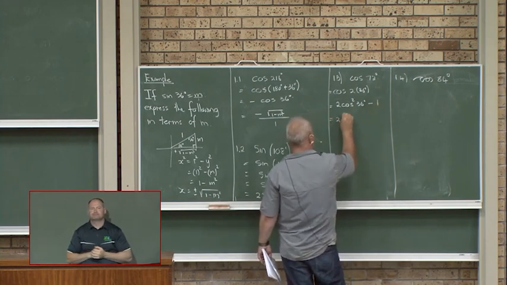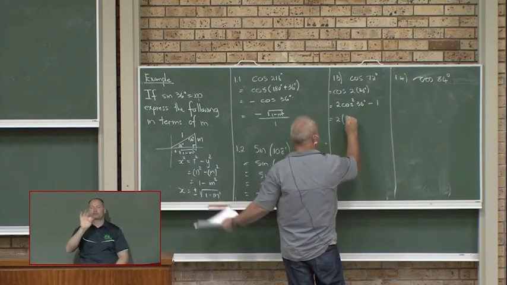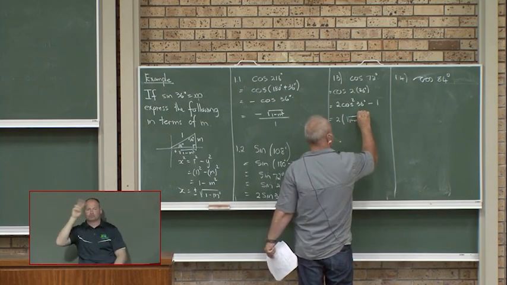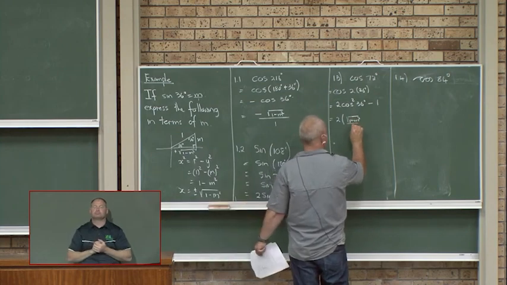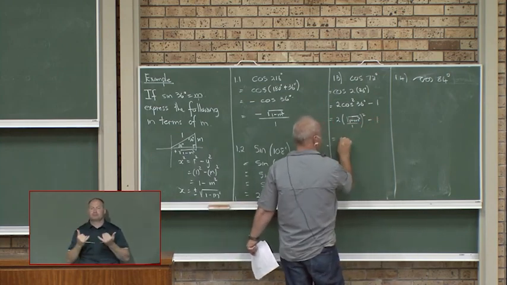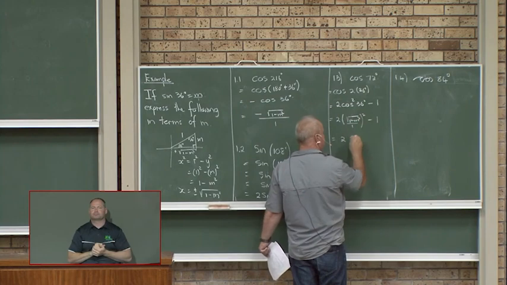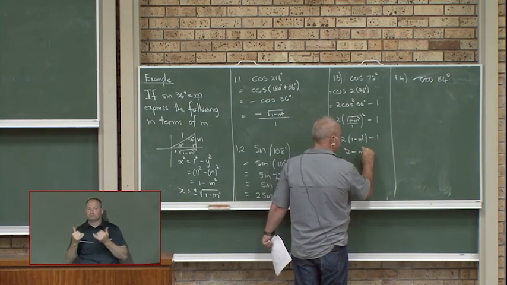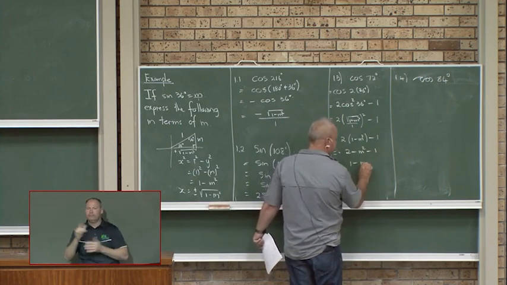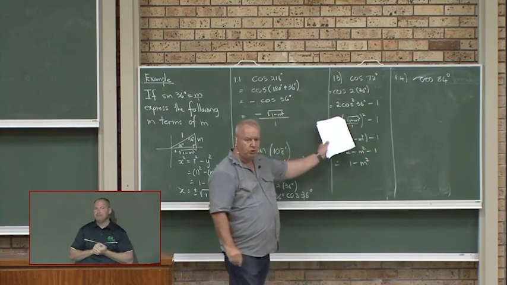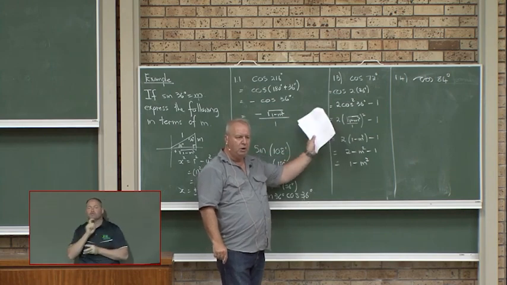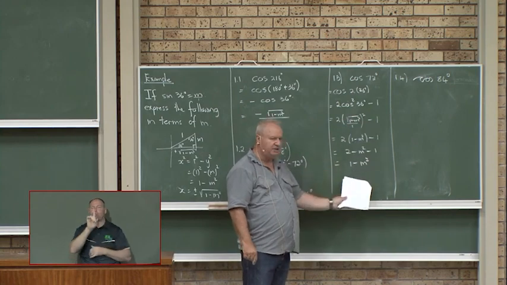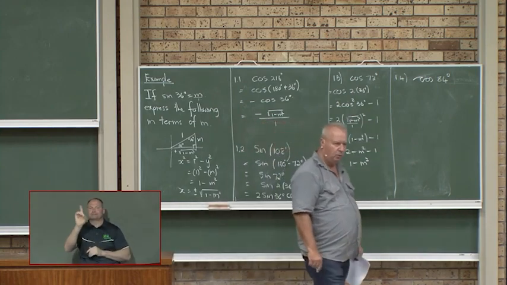So for the cos of 36 degrees, I can use the diagram. It's the square root of 1 minus m squared over 1, squared, minus 1, which is 2 times 1 minus m squared minus 1, which is equal to 1 minus 2m squared. So people, whether you use 2 cos squared 36 degrees minus 1, or cos squared of 36 degrees minus sine squared of 36 degrees, or 1 minus 2 sine squared of 36 degrees, the answer will be correct.